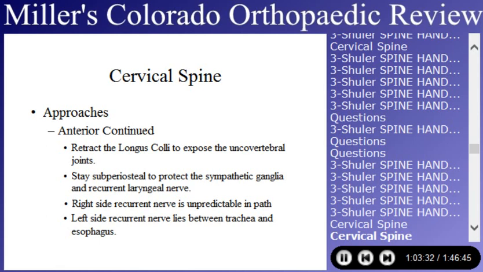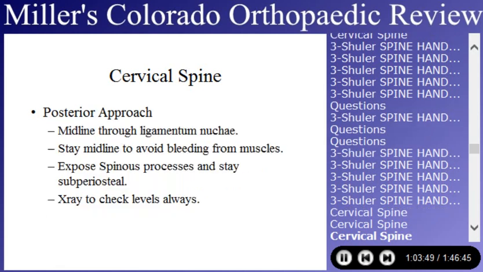Retract the longus colli to expose the uncovertebral joint. Stay subperiosteal to protect the sympathetic ganglion and recurrent laryngeal nerve. Don't forget that the recurrent laryngeal nerve is unpredictable in path on the right-sided approach, as the left side lies between the trachea and the esophagus.